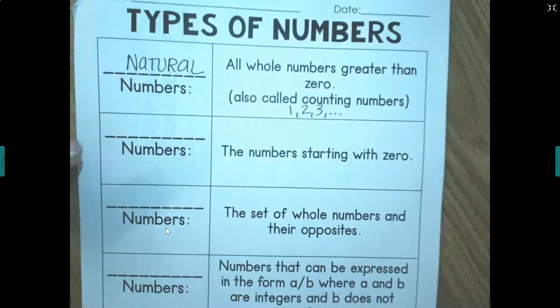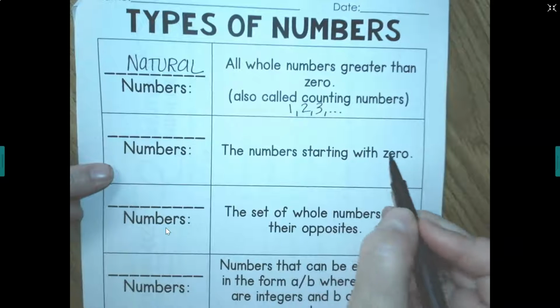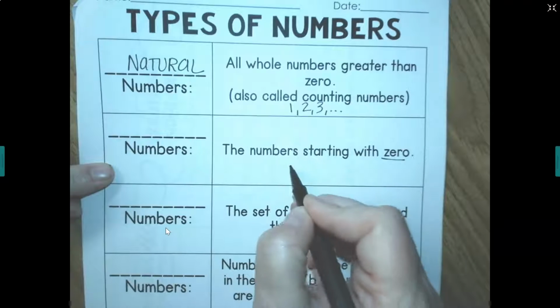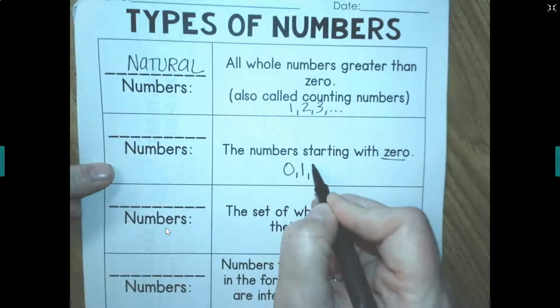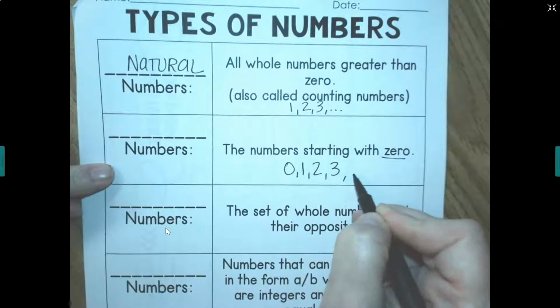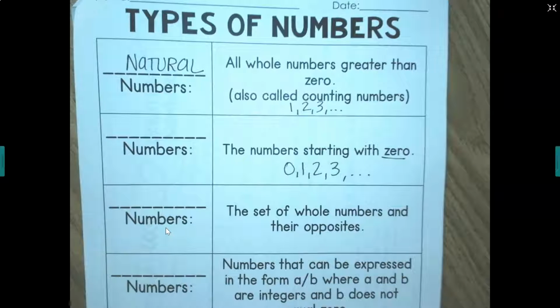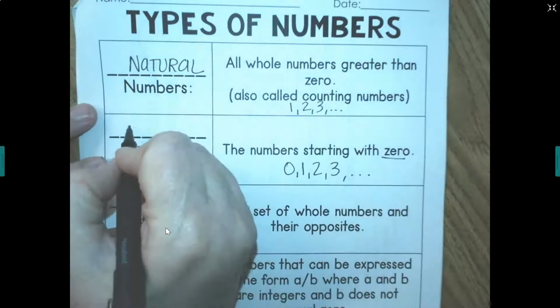Then we added 0 to the counting numbers. So instead of starting at 1, we started counting at 0, and we can keep counting to the right, to the more positive, and we call these whole numbers.